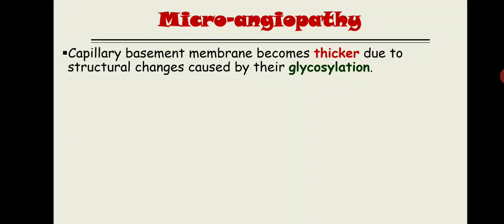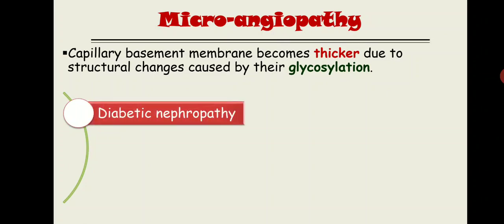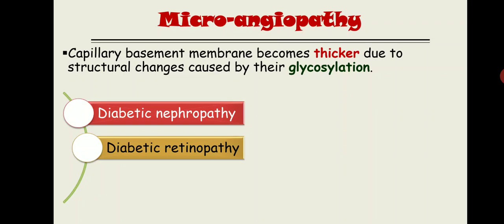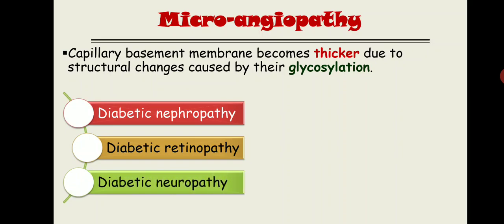There are three types of microangiopathy that you need to keep in mind. One is diabetic nephropathy, which is related to the kidney. The next one is diabetic retinopathy, which is related to the eye. And the last one is diabetic neuropathy, related to the neurons. Now this is all about hyperglycemia and its complications. Now let's discuss hyperlipidemia and its complications.